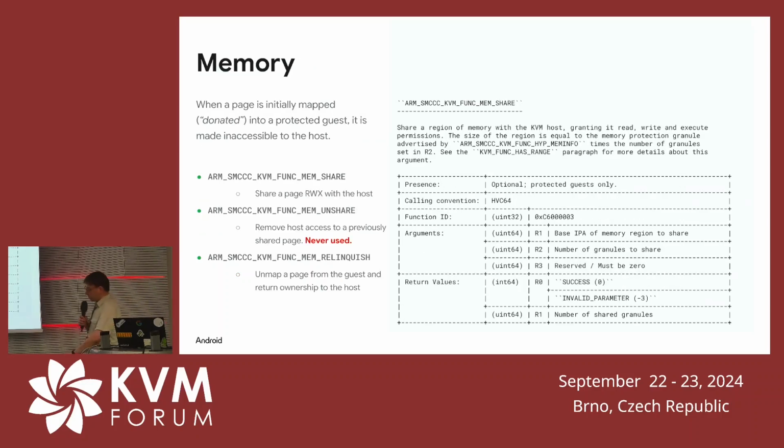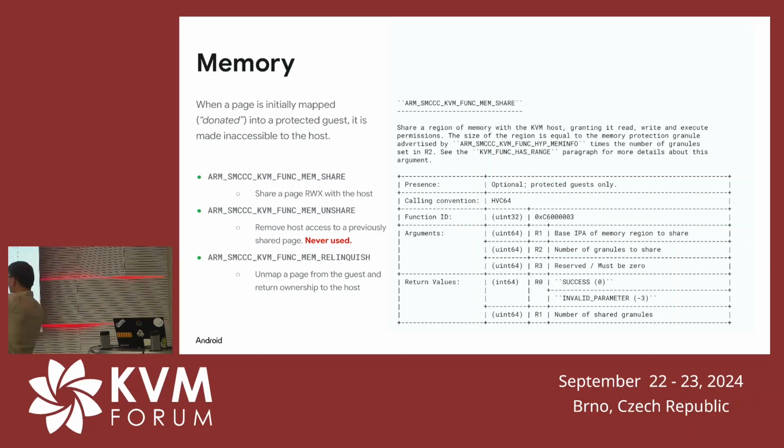Okay, so moving on, the memory call. So as I said, when memory is initially mapped into a guest, it's donated, which means it's unmapped to the host. The host can't access it anymore. Indeed, if CrossVM tries to access it, it will get a seg fault. So if you want to share memory, for example, to do virtio, which is the main case that we're using today for this on Android, we've got this share call.